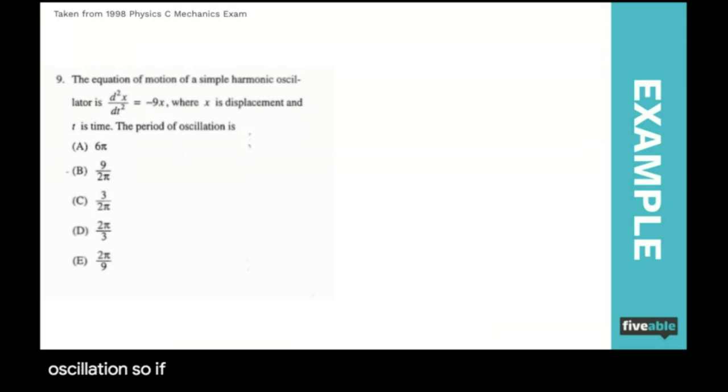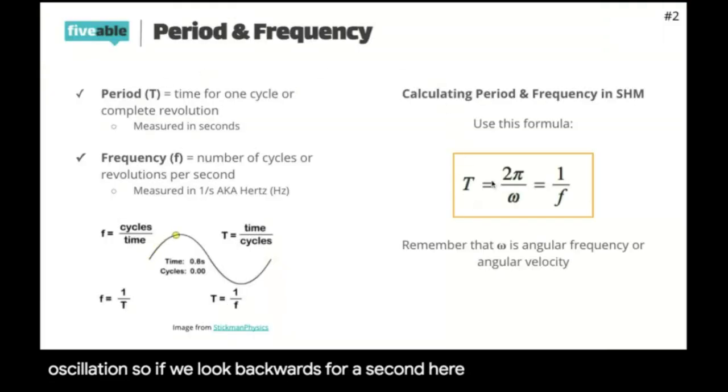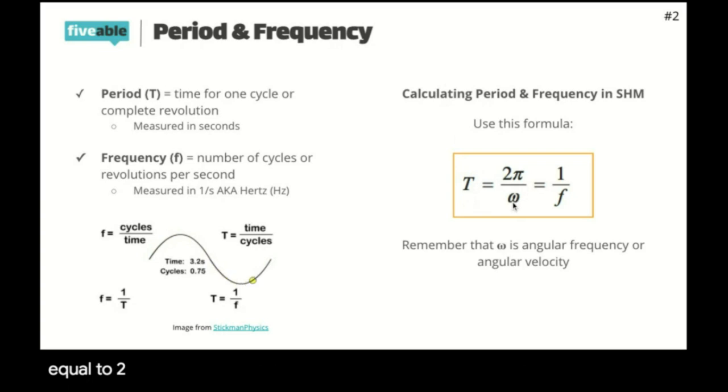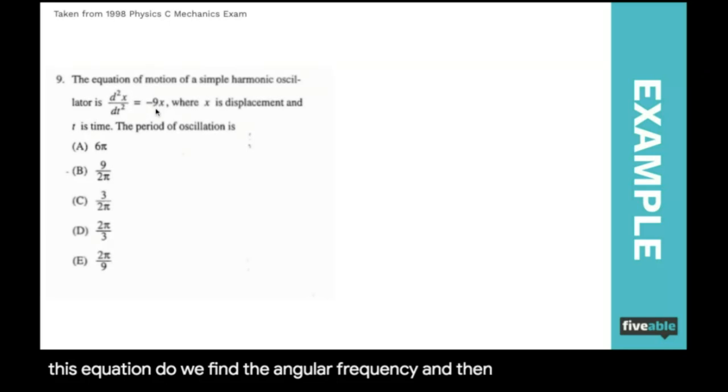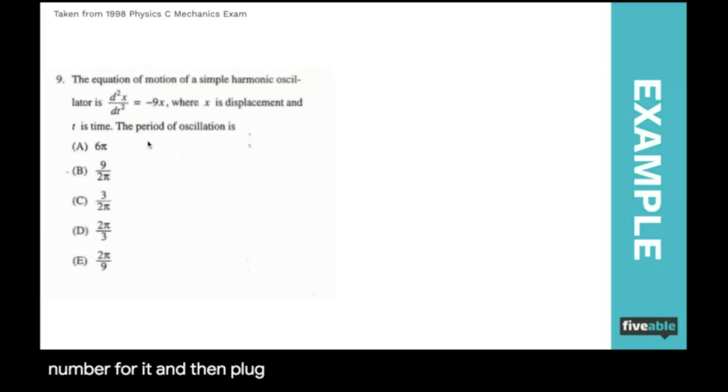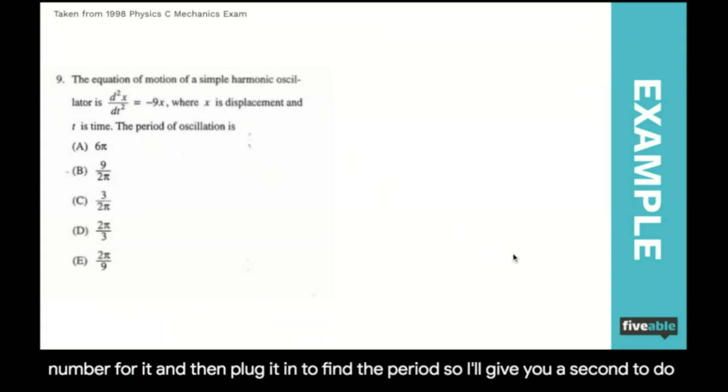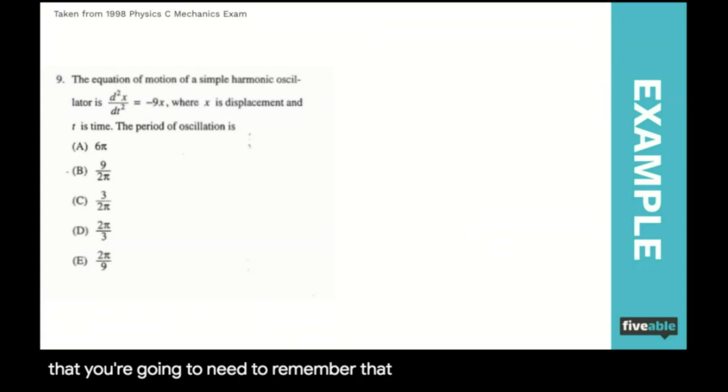So if we look backwards for a second here, we see that the period is equal to 2 pi over the angular frequency. So the first thing that you'll want to do here is think about where in this equation do we find the angular frequency, and then pull it out, get a number for it, and then plug it in to find the period. I'll give you a second to do that. You're going to need to remember that general equation that we talked about at the very beginning.